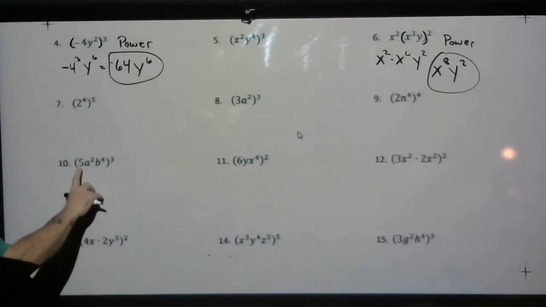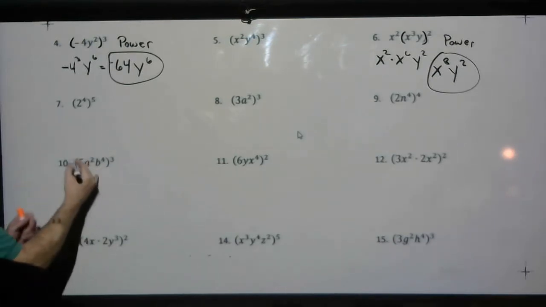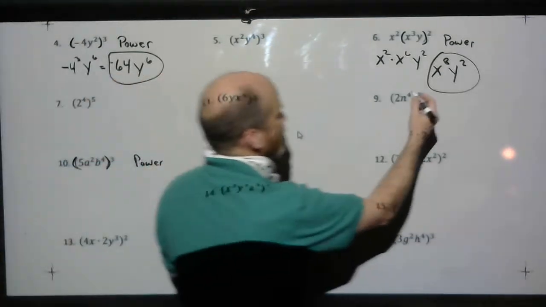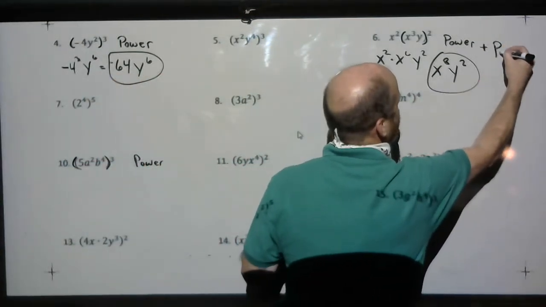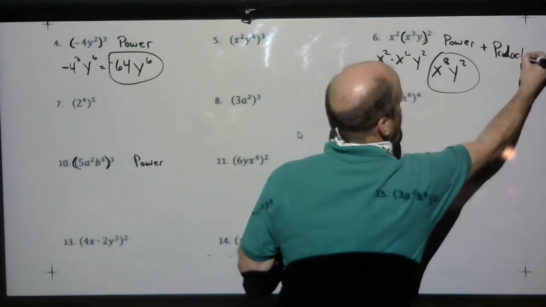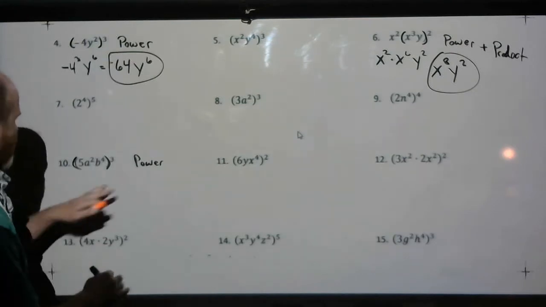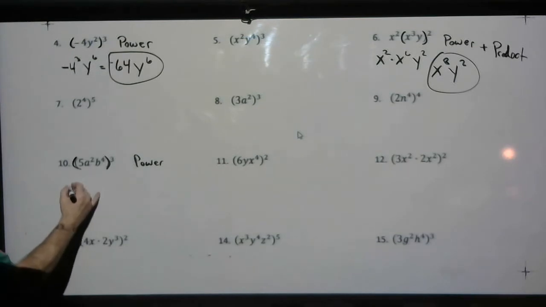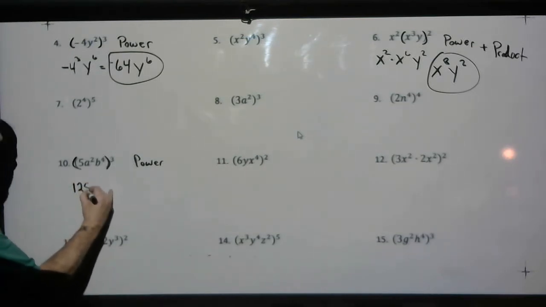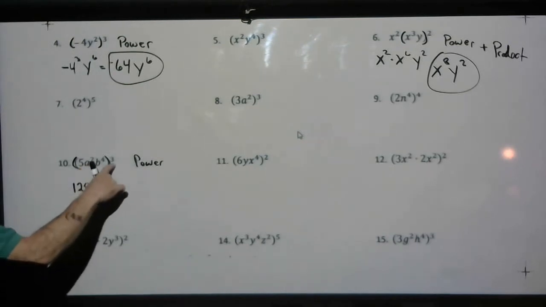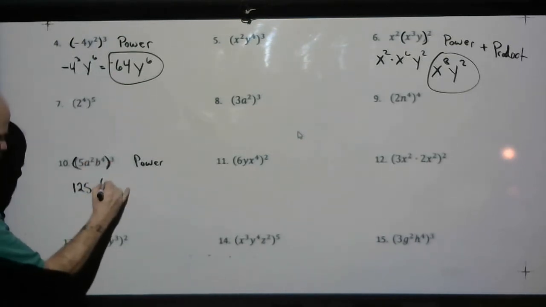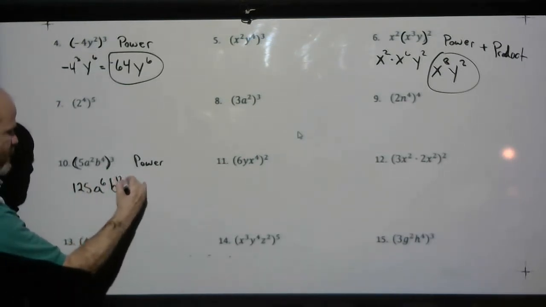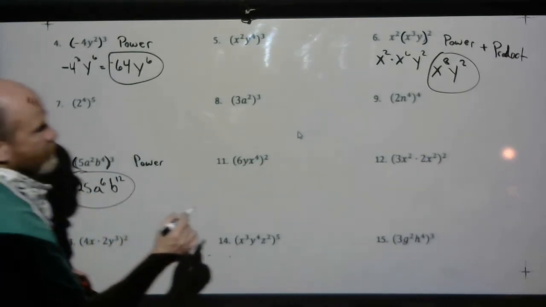This expression is 5a squared, b to the 4th. That whole thing is raised to the 3rd power. And actually, let me put this over here too, that this was power plus product. I think that just makes it easier on the board there, power plus product. This is power here, 5 times 5 times 5. So that's 25 times 5 is 125. A squared, but that's 3 times. So 2 times 3 is a to the 6th. B to the 4th, 3 times is going to give us b to the 12th. Let's go ahead and circle that solution there.